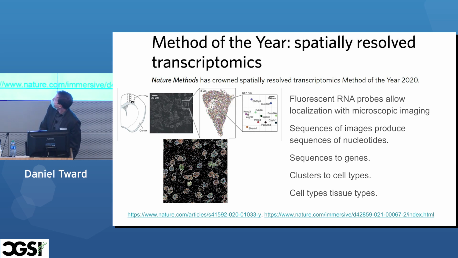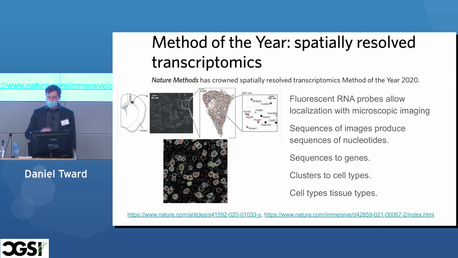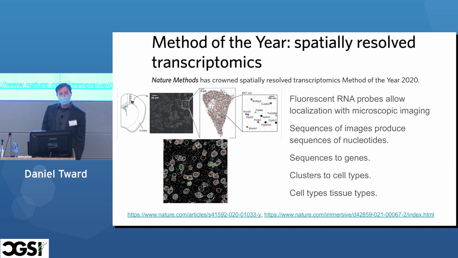Can you see my mouse? Yep. Over on the left-hand side is a coronal section of a mouse's brain. You can see some very small fields of view where imaging data was captured. At every pixel in the imaging data, we're able to sequence RNA, which gets expressed, and identify locations in this image where a particular RNA molecule was expressed.